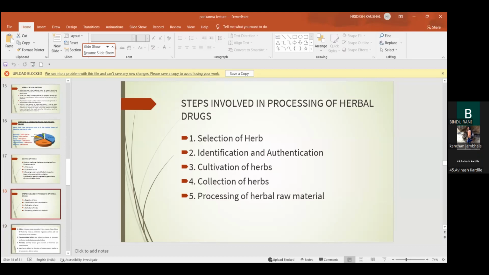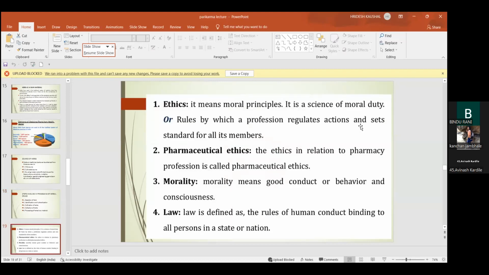First of all, we should have the idea about the meaning of ethics. Ethics means moral principle. It's our responsibility. It is the science of moral duty. It means the rules by which a profession regulates the action and sets standards for all its members.